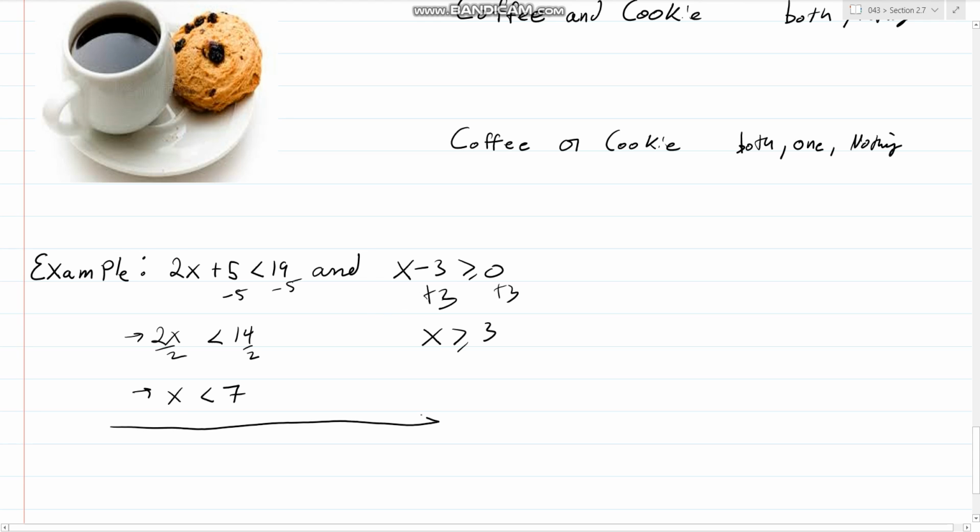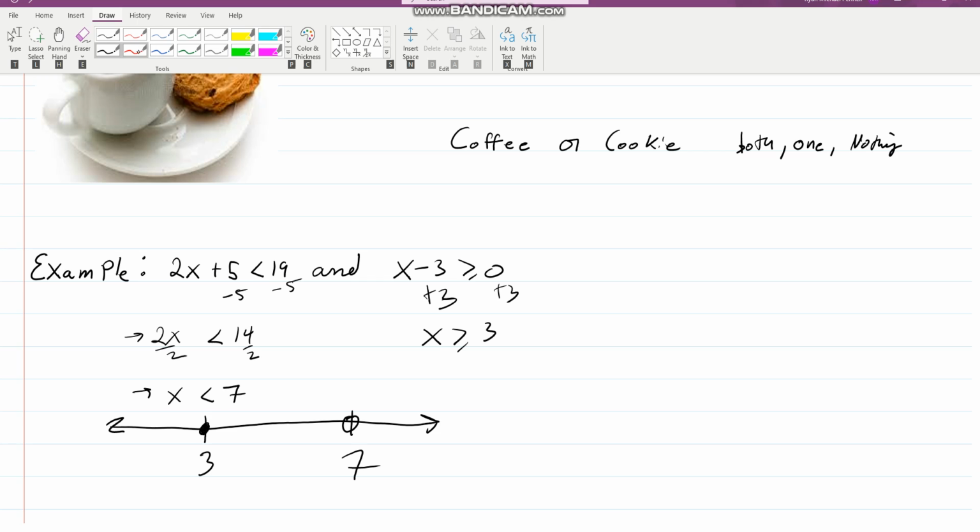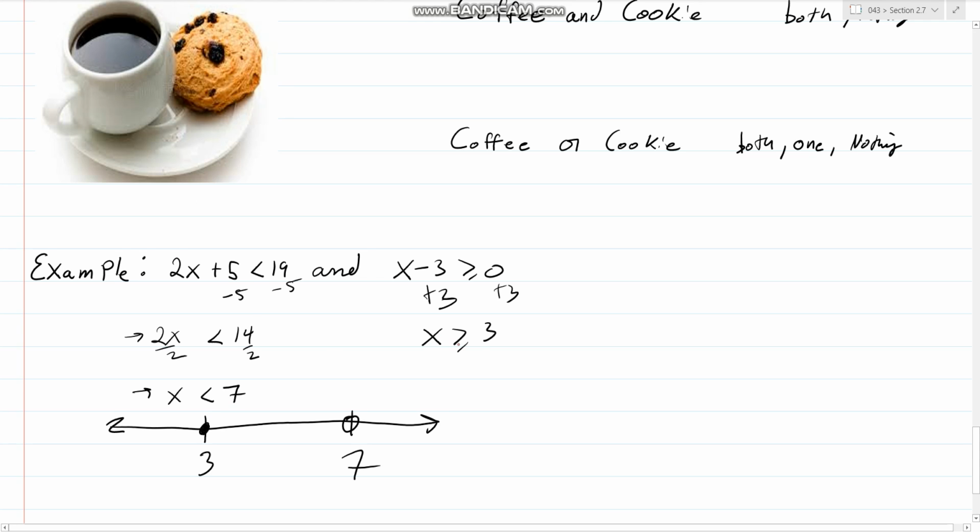Now, if I draw a picture, I'm interested in 3, so I'll draw it here. I'm interested in 7. I'll draw it there. Looks like I want to include 3, and I don't want to include 7. Okay. Now, I want the numbers that are greater than or equal to 3. Maybe I'll do this in a different color. So numbers that are greater than or equal to 3, so those are going to be these numbers. Okay. And numbers that are less than 7. So I'll do that in a different color. Less than 7, not including 7, would be these numbers.